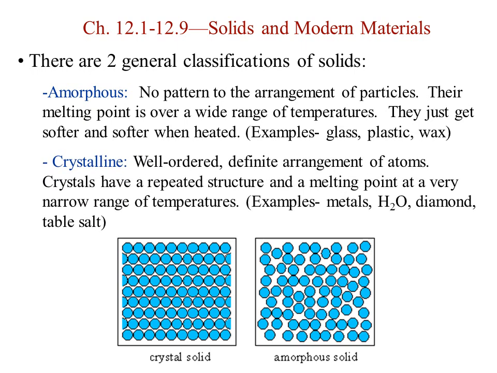The crystalline solids, on the other hand, have a well-ordered, definite arrangement of the atoms. There's a pattern to this arrangement of the atoms, and we call that a crystal structure, this repeating pattern between the atoms or particles. And the melting point, therefore, is going to be at a very narrow range because all the connections between the solid particles are similar to each other. They have the same number and types of connections, so it's going to melt over a very specific temperature. So, for example, water has a melting point of 0 degrees. The examples of crystalline solids include metals, water, diamond, and table salt. We're going to further classify crystalline solids on the next slides.